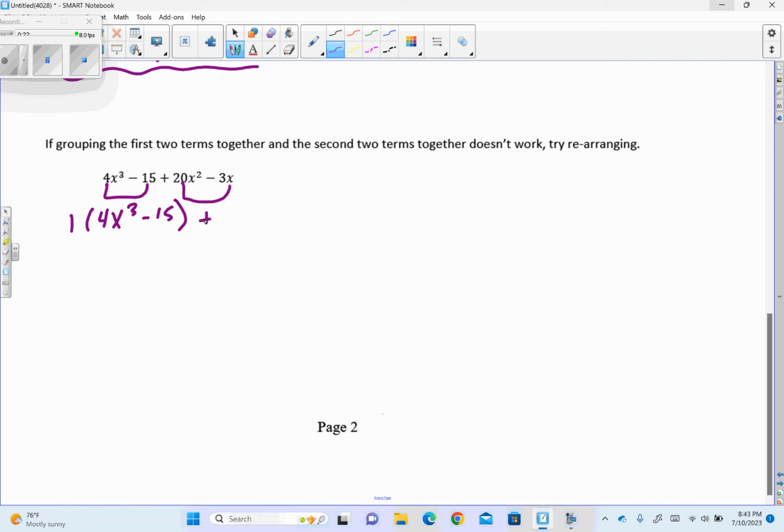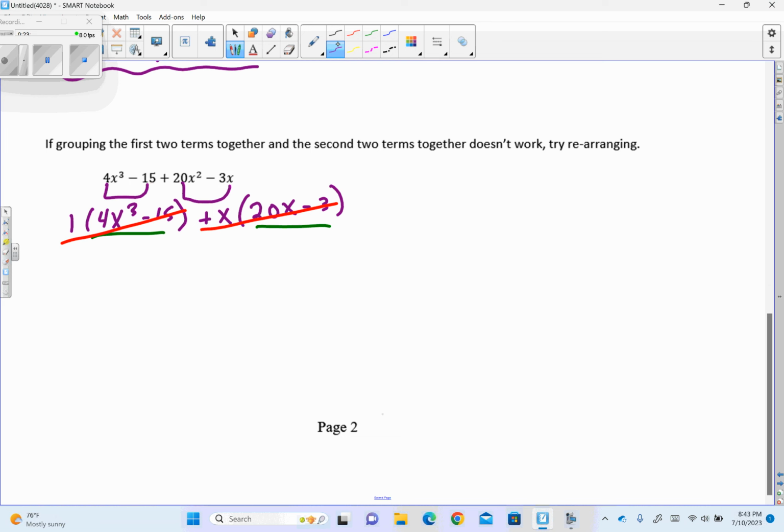And then for the second two terms, 20 and 3 aren't multiples. They don't have common factors. The only thing that those two terms have in common is a factor of x to the first, and that would leave me with 20x minus 3. So you notice what happened here. I said in order for factor by grouping to work, we had to end up with that common factor, and we don't here. So the only thing that we could do at that point is to try and group them differently.